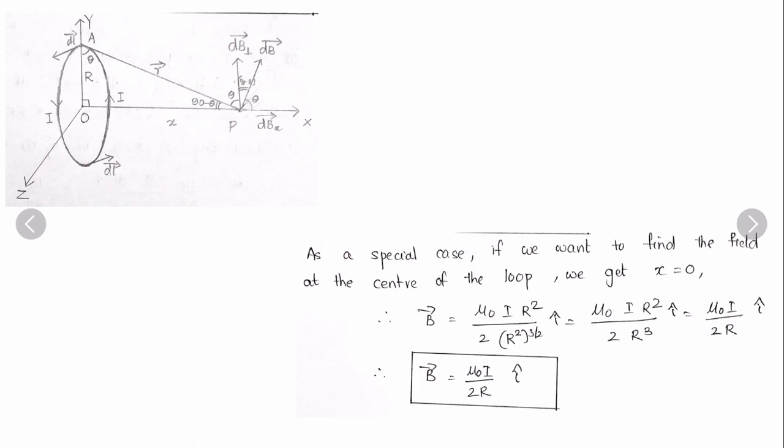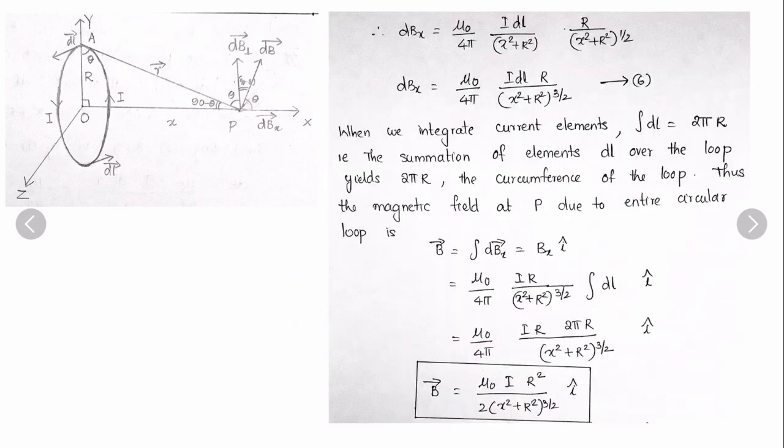As a special case, suppose this point P is here near the origin only, that means origin and the point P both coincide. In that case, x is equal to 0. Then substitute x equal to 0 in this formula, that is mu 0 I R square by 2 into x square plus R square whole to the power of 3 by 2. In the place of x, you substitute 0, because the distance will be 0 when the point P lies at the origin.